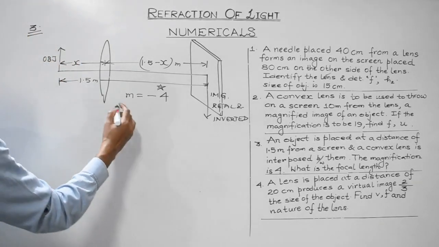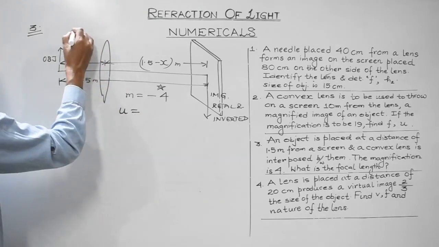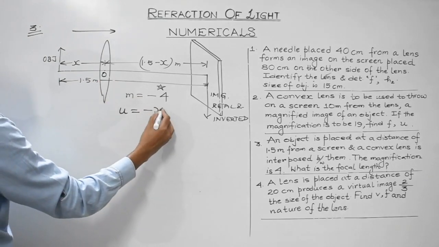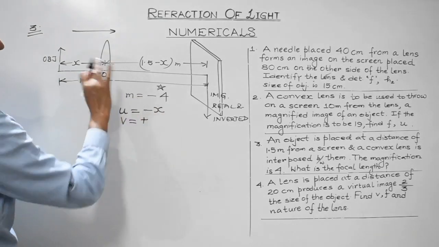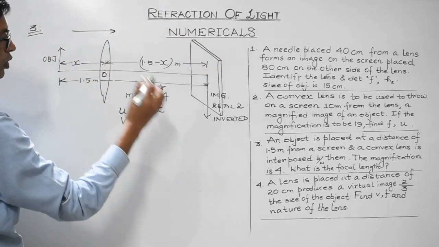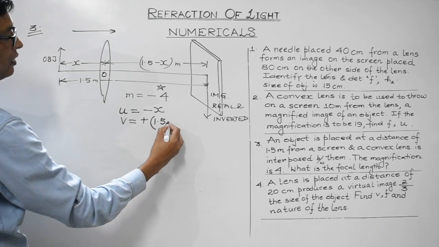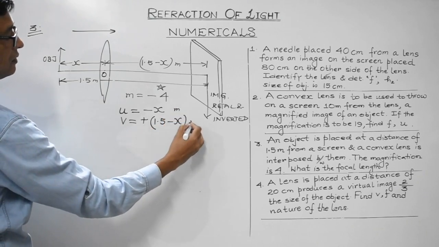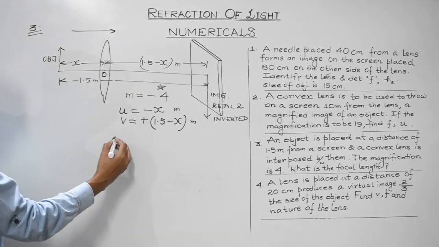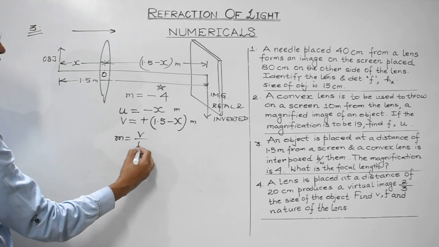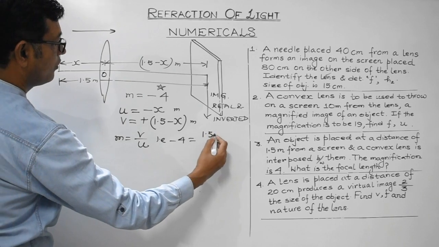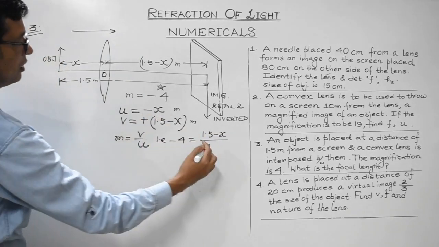Right? What about u? Make use of sign convention. This is the direction of incident ray. So u is measured along this direction from the optical center. So it is -x. What is v? Image is obtained real. Along the same side as that of the incident ray, it is measured from the optical center, so it will be positive: 1.5 minus x. It's in meters. So, you are aware of this relationship between these three. So, what you get is m is equal to v by u. That is -4 is equal to 1.5 minus x divided by -x.